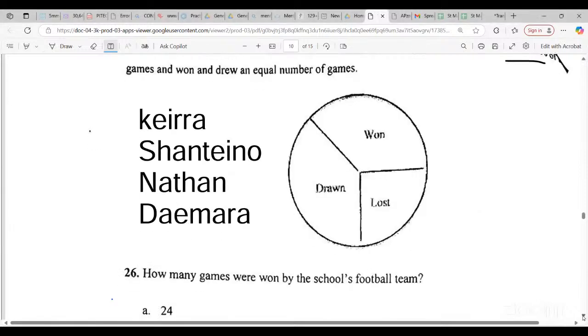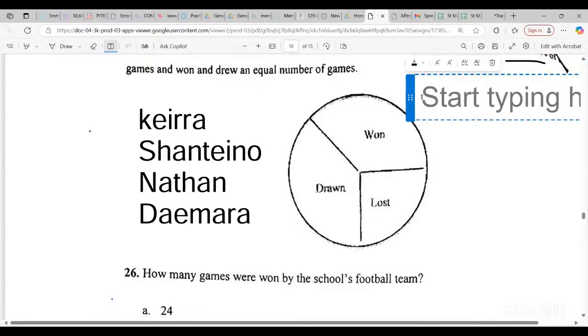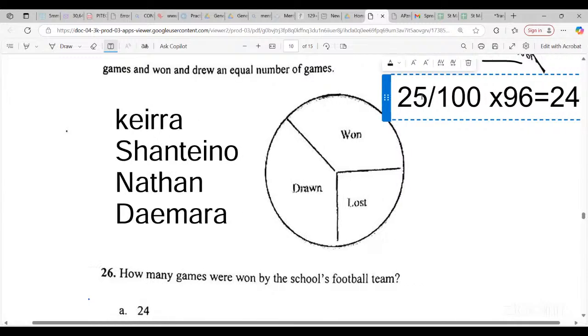They say how many games were won by the school's football team? So we want to know how many games were won. How I know it's 24, sir, is because I would find 25% of 96, sir, which is 24. So I know that drawn would have been 24, and the number of games won would have been 24, sir, since they're both equal, so they'd have the same number, sir. So the number of games won is 24. That's my response.